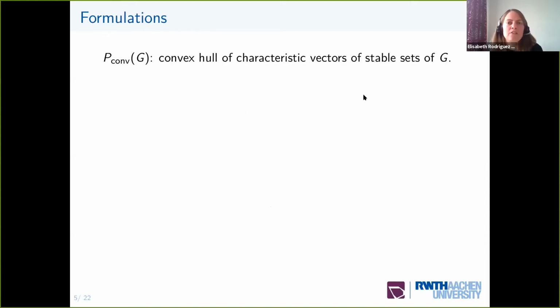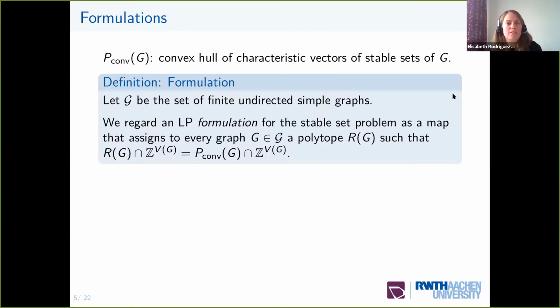Now, on the other hand, we also know that we can model the stable set problem in different ways, which will be associated with polyhedra, which will be different. So we denote by P-conv of G the convex hull of characteristic vectors of stable sets of G. This is also called the stable set polytope. This would be the perfect formulation, but as it was mentioned in the previous talk, we don't know a description for this polytope for every graph.